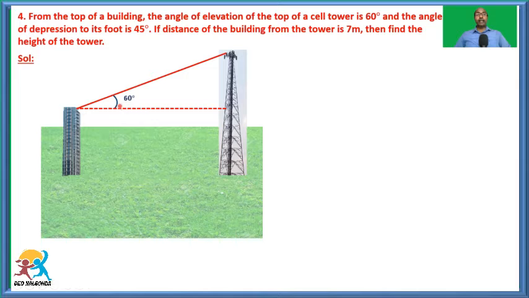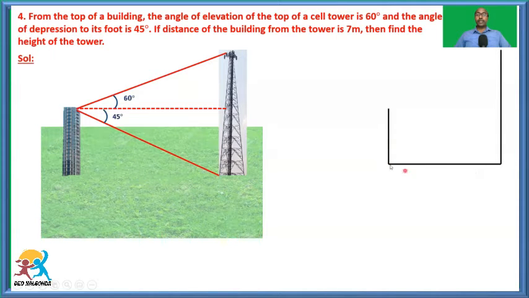And the angle of depression of the foot of cell tower is 45 degrees. And the distance between the building from the tower is 7 meters. That is the distance between the feet of both building and tower is 7 meters. That is the data. Now draw the figure for this data.